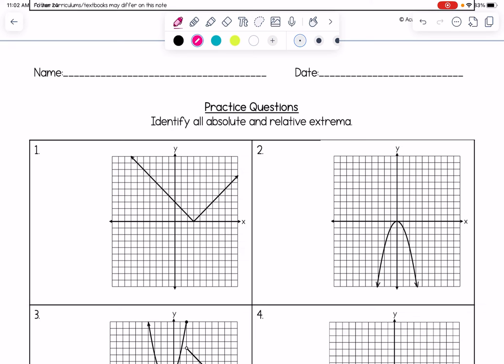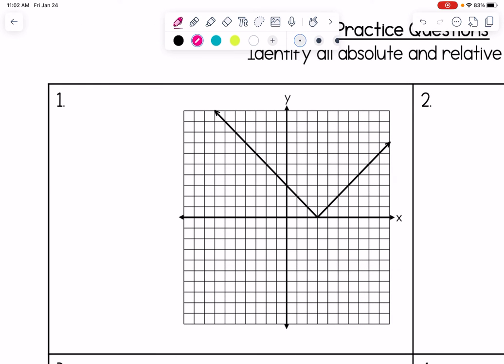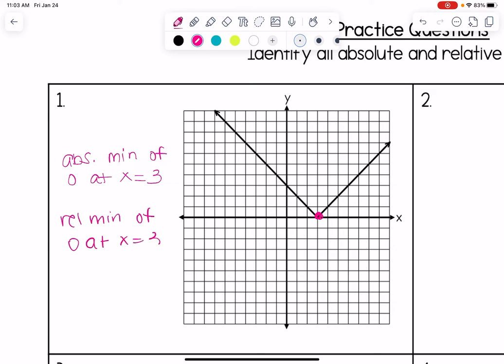So on this next page, we're given a bunch of graphs, and we're going to find all absolute and relative extrema. When I take a look at number 1, this one does not have much going on, but we can see that we definitely have a minimum over here. So I'm going to say that this is an absolute, I'm going to be abbreviating here, minimum of 0 that occurs at x equals 3. Just note that we can also consider this a relative minimum because related to the points around it, it is lower.